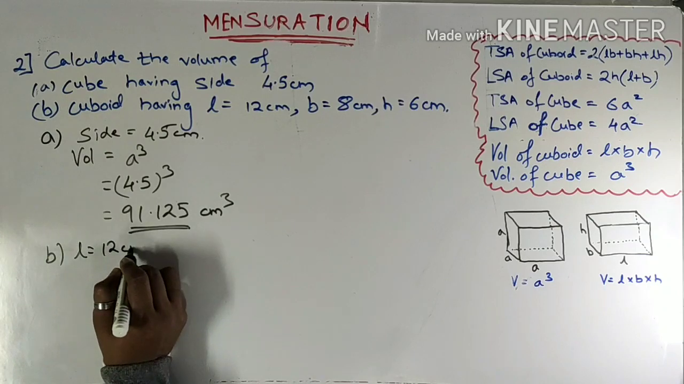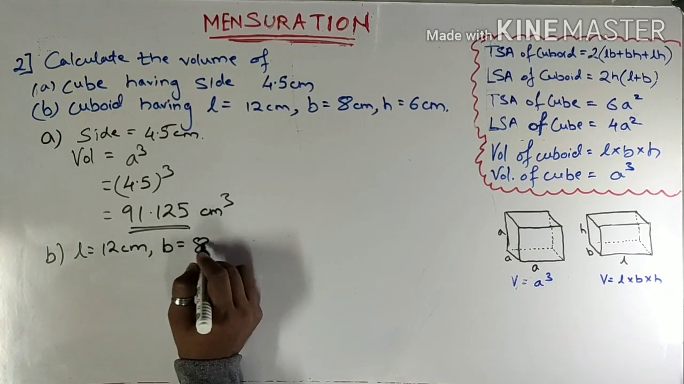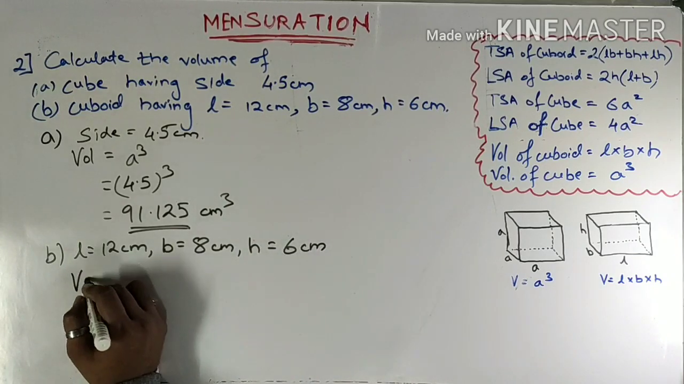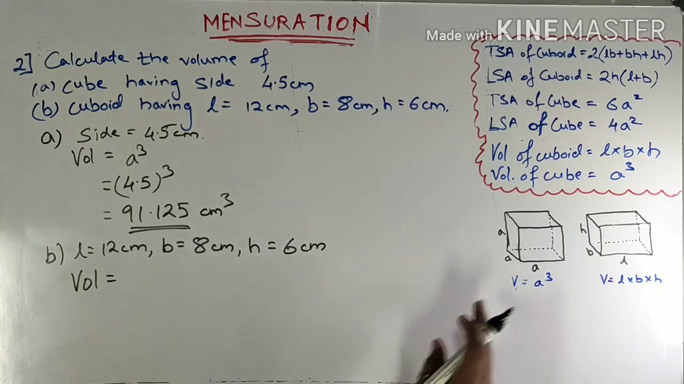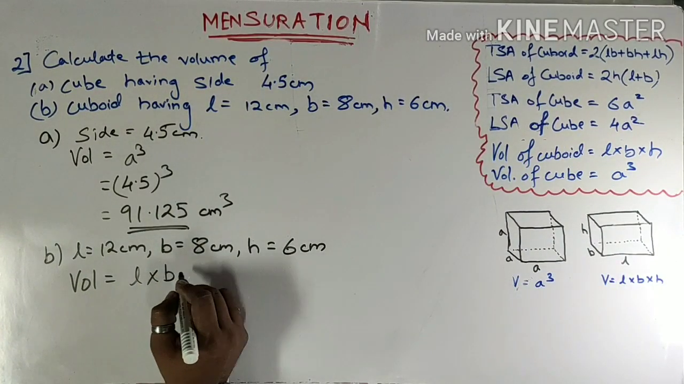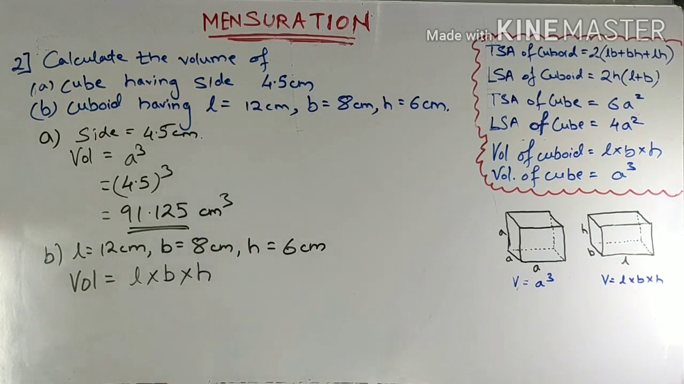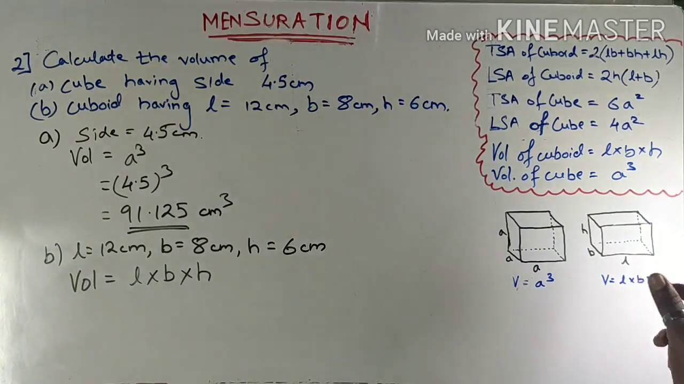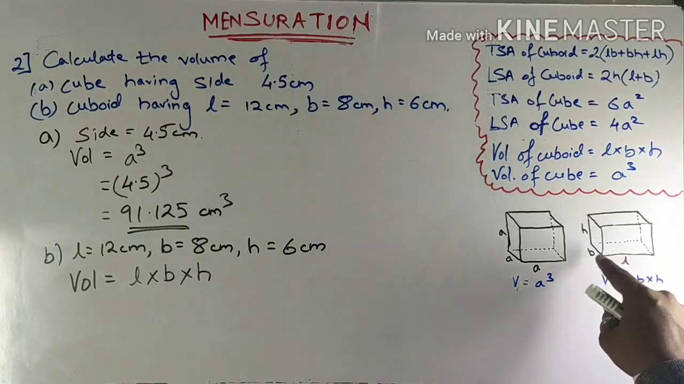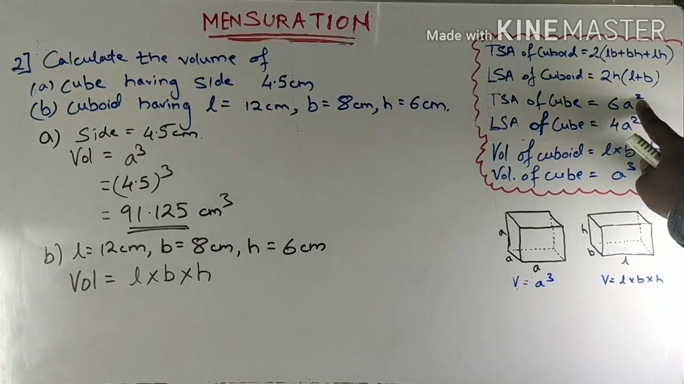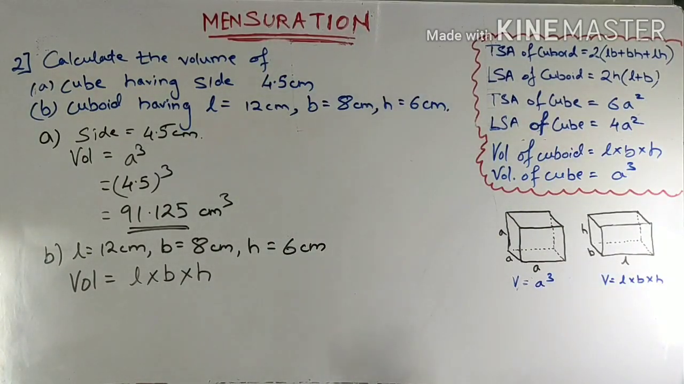Length is 12 centimeters, breadth is 8 centimeters and height is 6 centimeters. Again, a very simple sum of just substituting in the formula. You need to remember the formula, no need to learn it by heart, you just need to understand. So length multiplied by breadth multiplied by height. Since volume is a three-dimensional quantity, it will have cube in its formula, and area is a two-dimensional quantity, so it will have square in its formula.